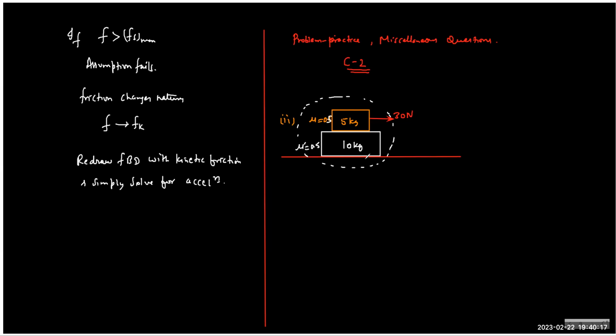But how much can the ground develop? It is 75. So no matter what, the 10 kg will never move. Yes or no? If you draw the FBD, it was the friction which could have moved the 10 kg, isn't it? But is that sufficient force?